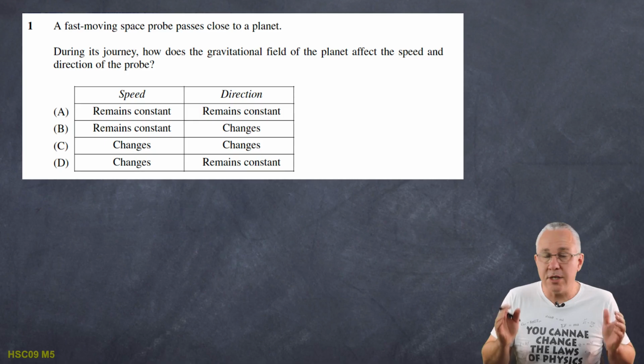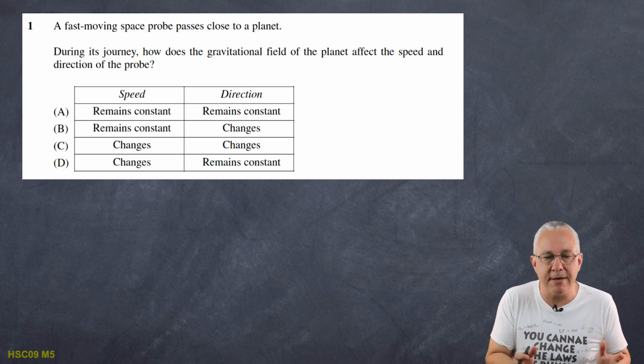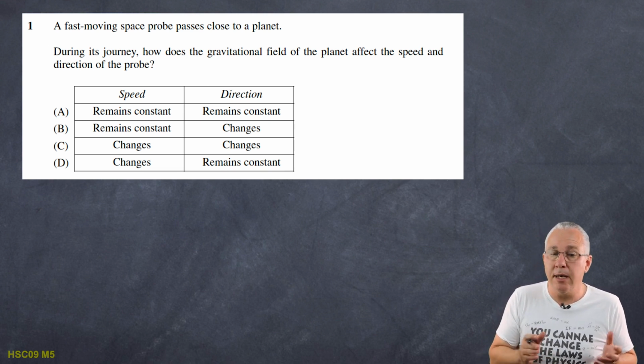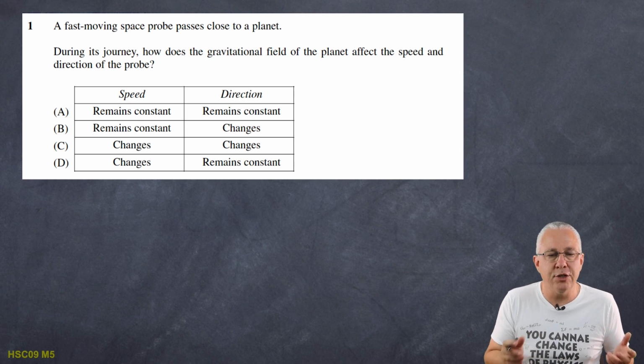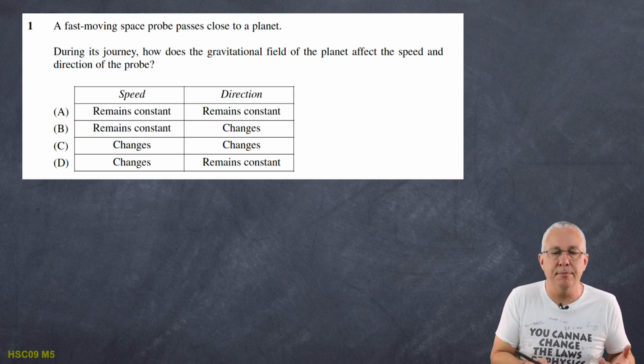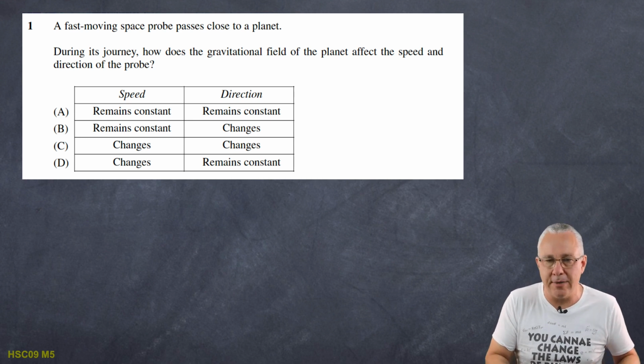So let's get going. Our first question says this: a fast moving space probe passes close to a planet, and during its journey, how does the gravitational field affect the speed and the direction of the probe around that planet? And we have these 4 options.